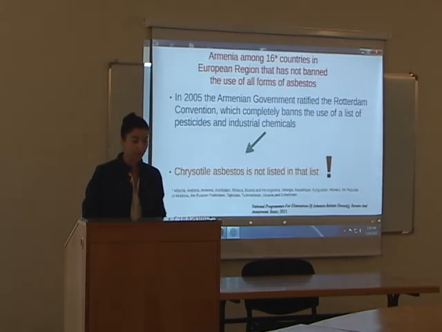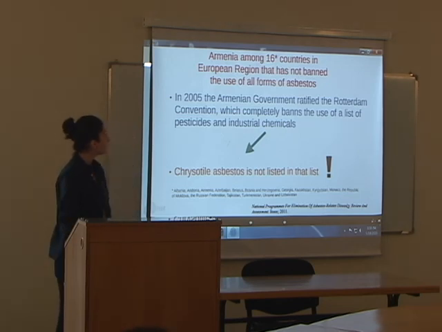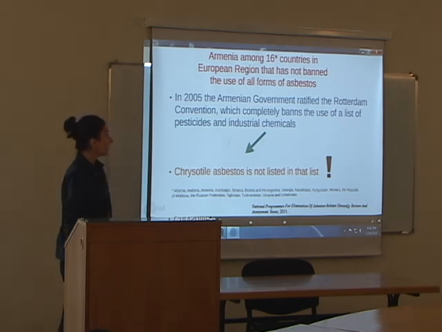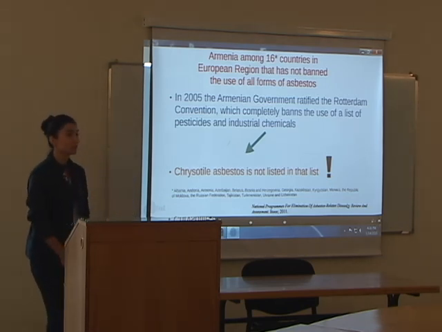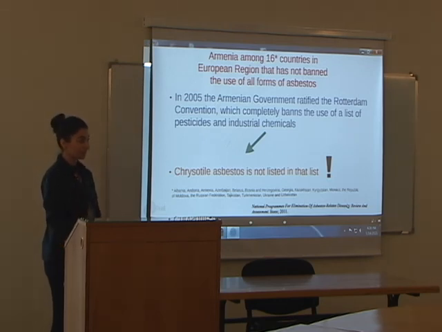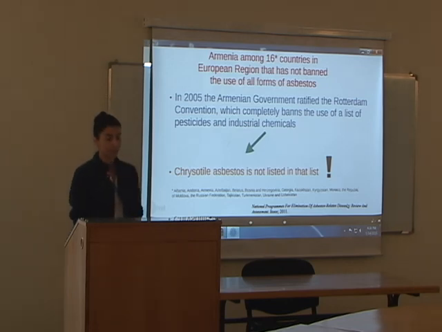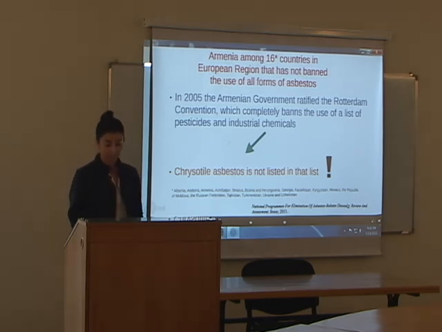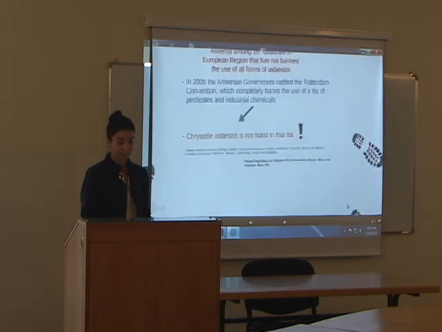So let's start from the regulation. In 2005, the Armenian government ratified the Rotterdam Convention, which completely bans the use of a list of industrial chemicals and pesticides. In this list, you cannot find chrysotile asbestos. So Armenia is among 16 countries in the European region that still use asbestos. All forms of asbestos are not banned in Armenia.